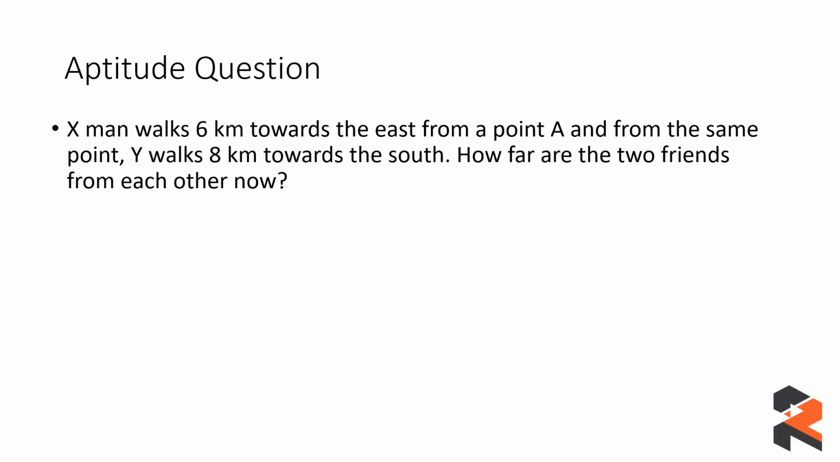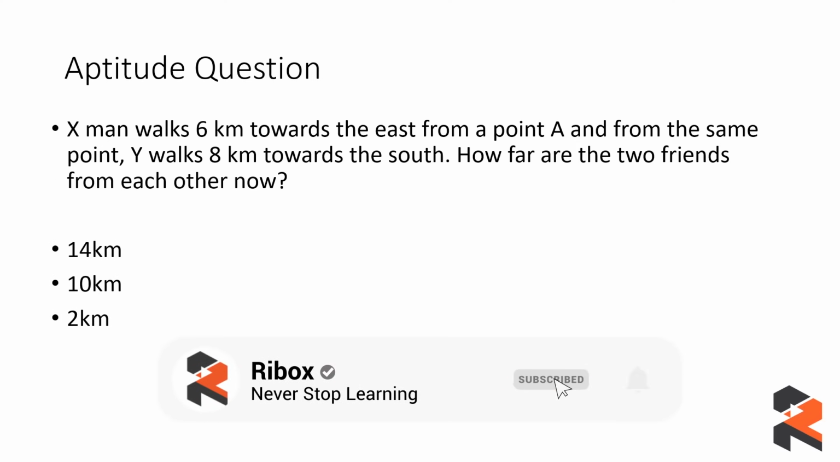Now, if you look closely, we are talking from the perspective of direction. A person goes from a point A, and another person similarly goes from the same point towards a different direction, that is east and south respectively. So they form nothing but a right angle triangle. What you need to find out is the answer for your hypotenuse. So, these are the options.